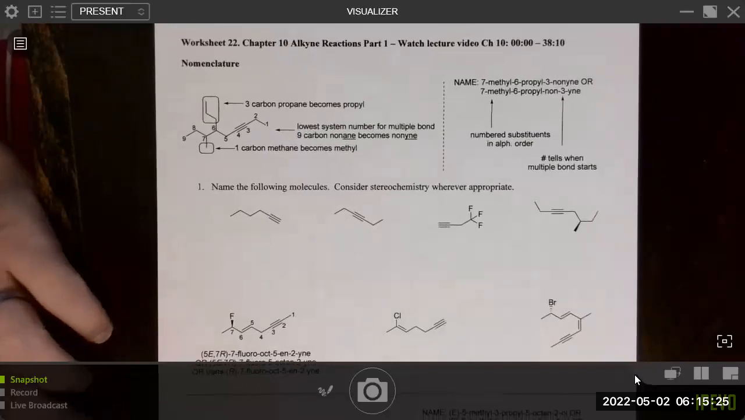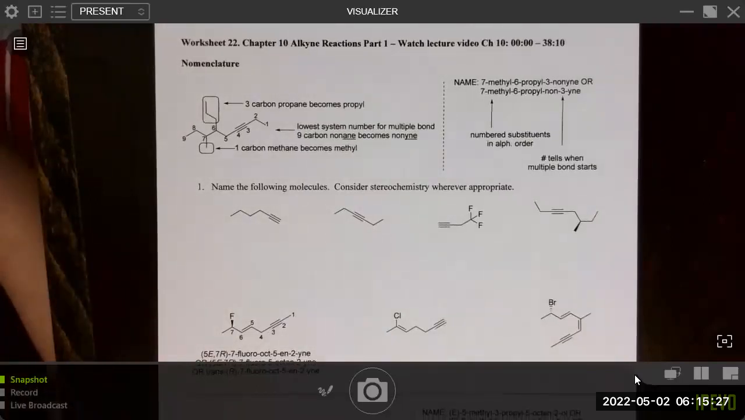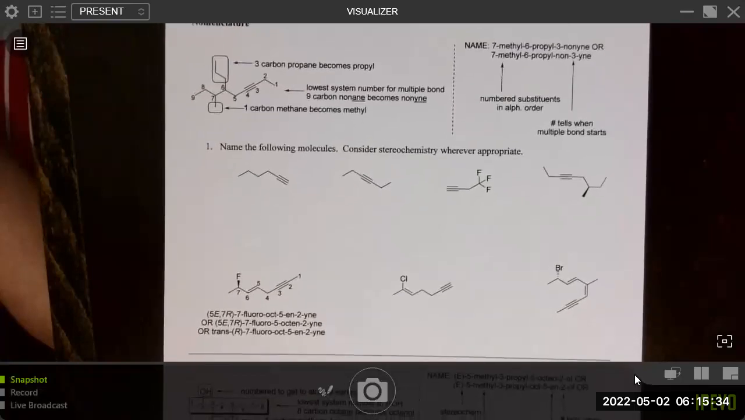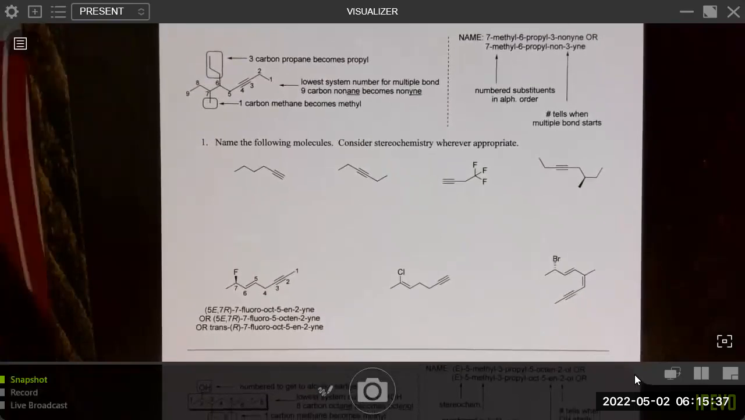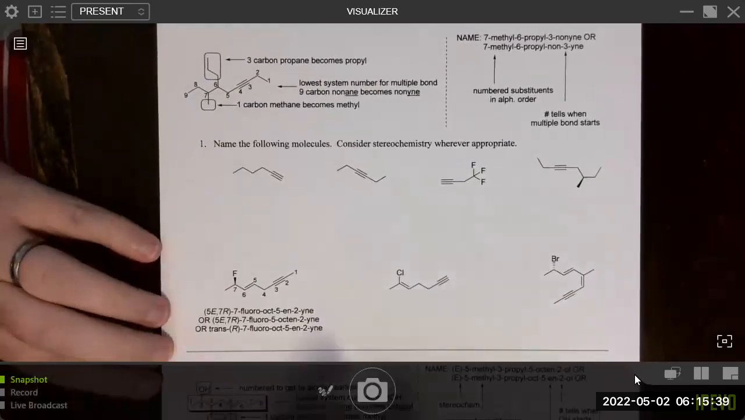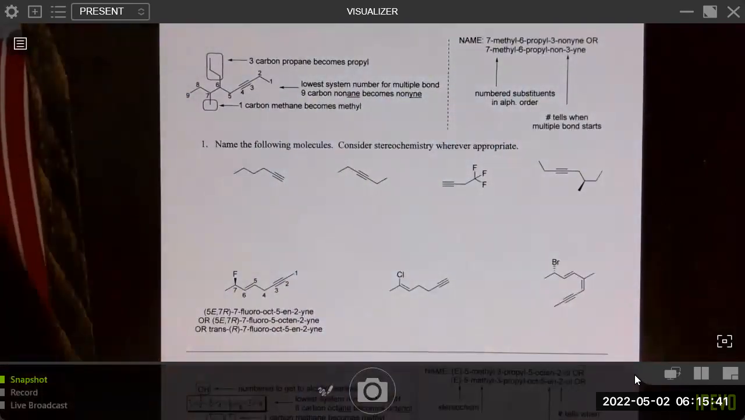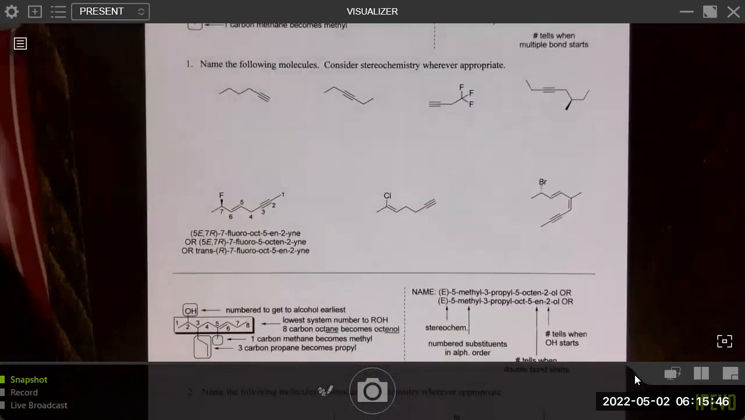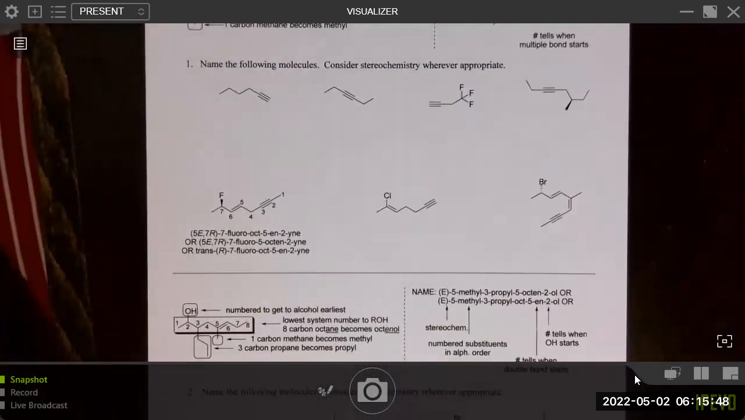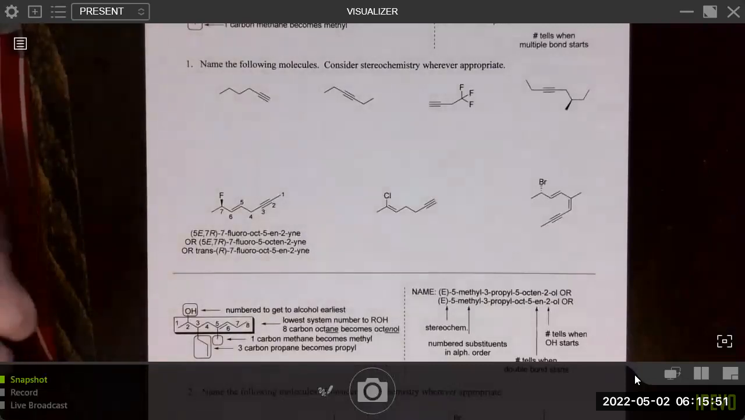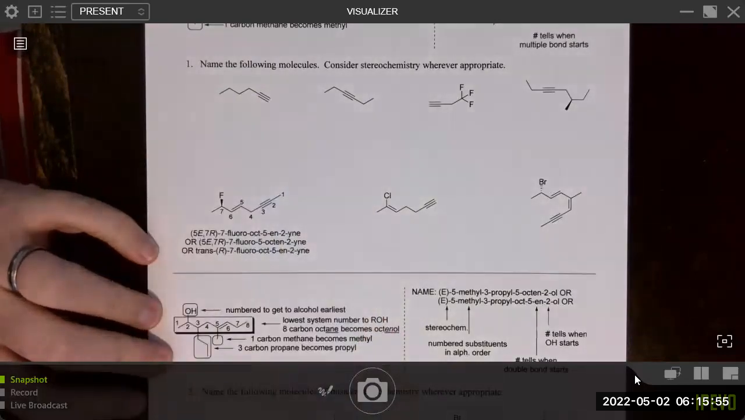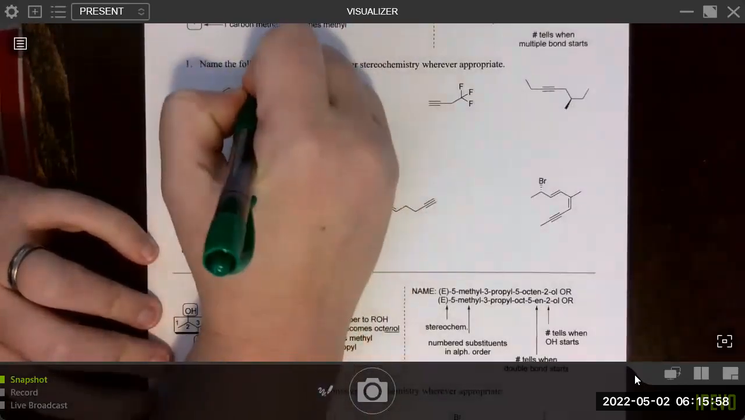We are talking about alkyne reactions, and this is part 1, worksheet 22. We are going to start off with some nomenclature, and here are some rules for how to name alkynes, and we'll just go ahead and work through these examples. So we want to find the longest carbon chain that includes the alkyne. In this case, there is only one carbon chain, so there's no substituents.